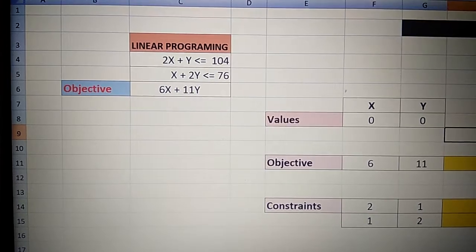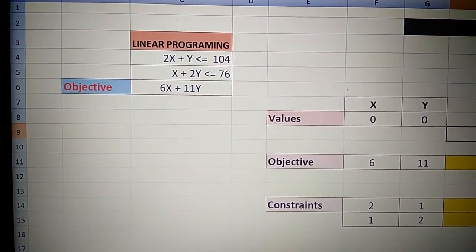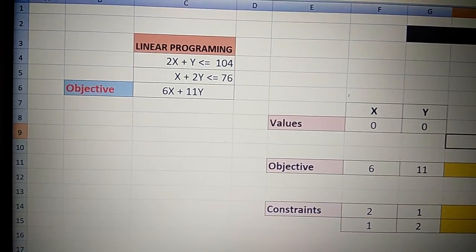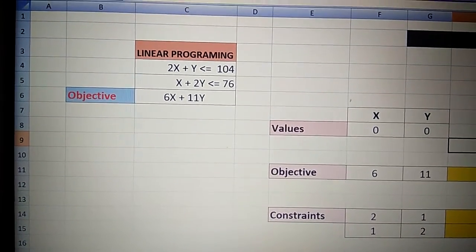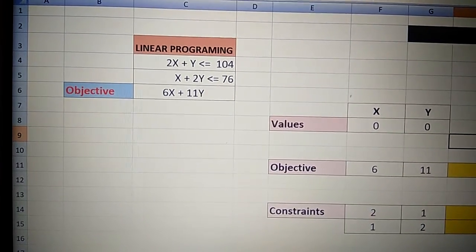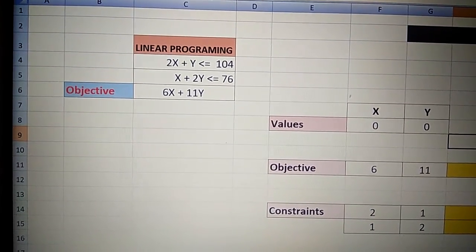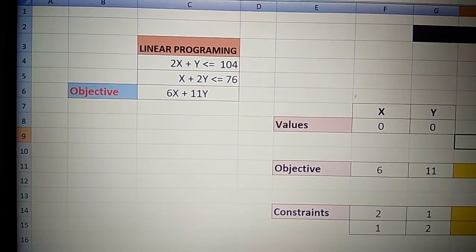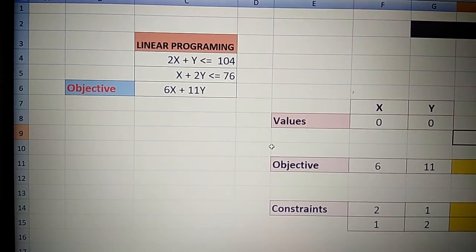So today I'm going to discuss linear programming. These are the two equations before you and one objective. So 2x plus y is less than or equal to 104 and x plus 2y is less than or equal to 76, while the objective function is 6x plus 11y. Obviously, the objective function is a maximized one, so make sure that it is a maximized one.